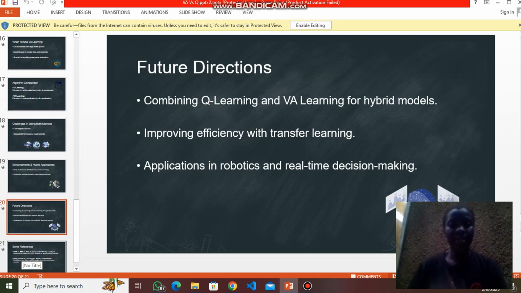Then to conclude, last but not least, the future directions, what we expect in the future in regards to Q-learning and V-learning. Combining Q-learning and V-learning for hybrid models, just like we've talked about in the enhancements. Then improving efficiency with transfer learning, and applications in robotics and real-time decision making.